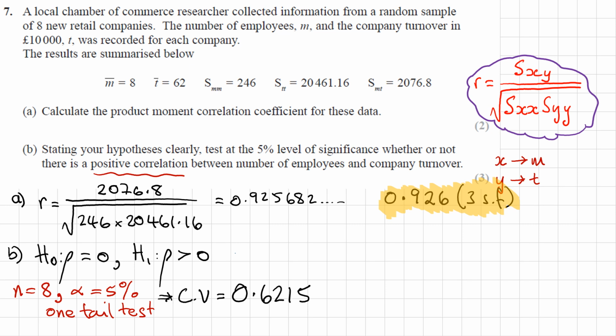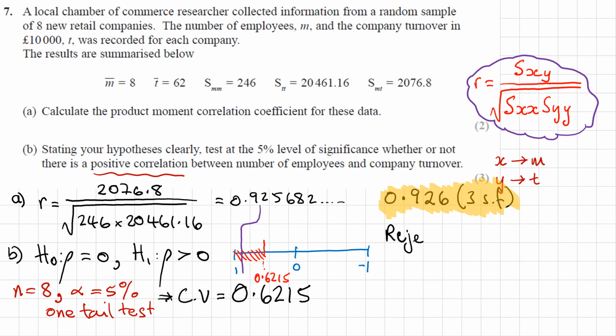I like to do this by drawing a number line just to make sure I don't make any mistakes. So we'll have 0 here, 1, minus 1. We've got a critical value of 0.6215. So here's my critical region. This is where I'm going to reject H0. And I've actually got a value of r which is well into this critical region here. So I'm going to reject H0.